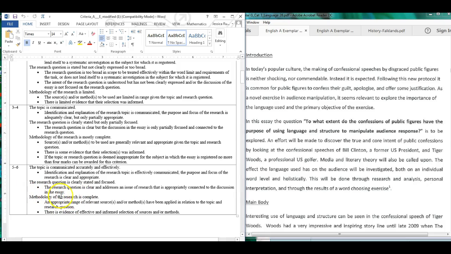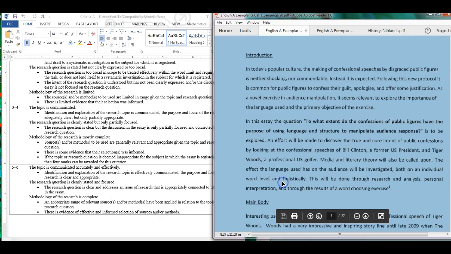Then we have the methodology of the research is complete. An appropriate range of relevant sources and/or methods have been applied in relation to the topic and research question. There is evidence of effective and informed selection of sources and/or methods. So let's look at what that looks like when we're looking at a paper in the introduction. Now, some of these descriptors are moving into the entire paper, but a good bit of it is just in the introduction right here.